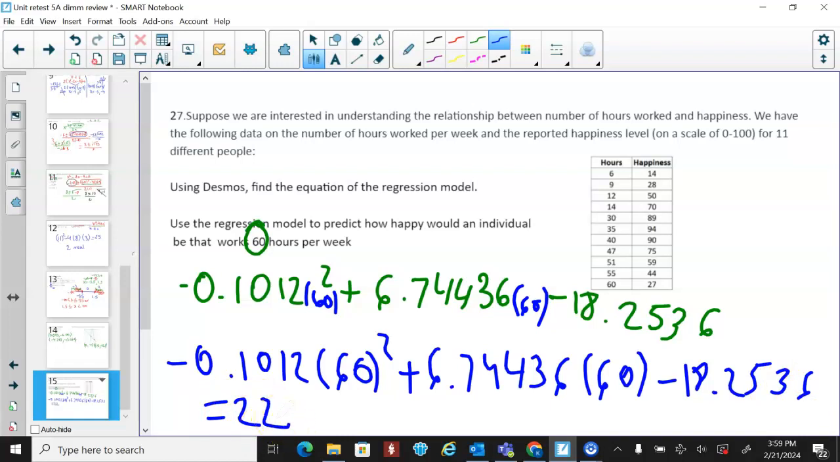All right, and 22, the level of happiness is 22 according to the level. Hope that helps, guys. Again, the video of the test is in the Monday folder.